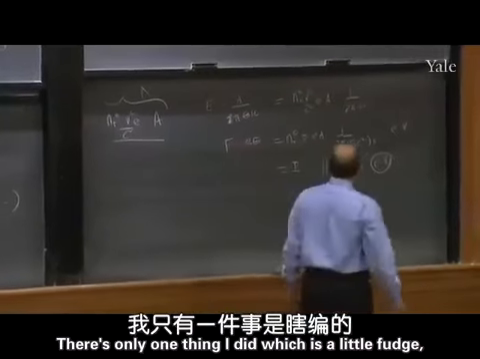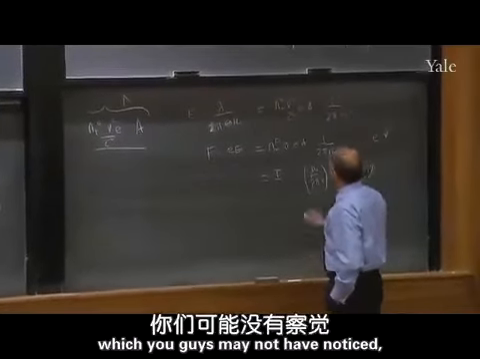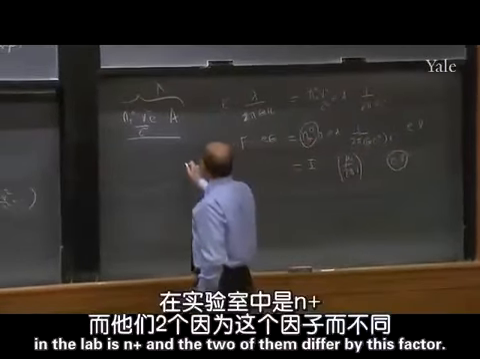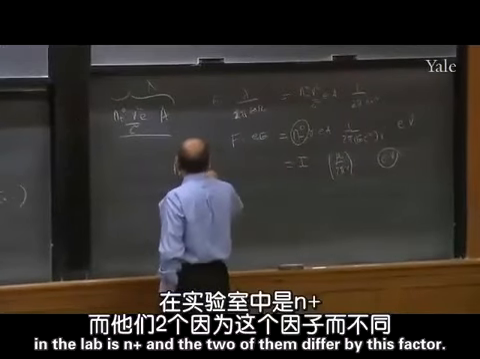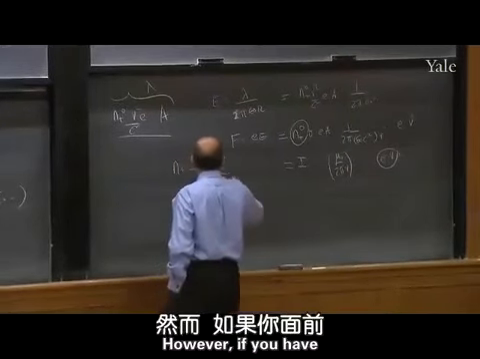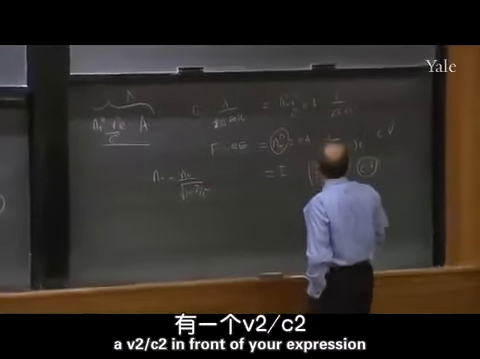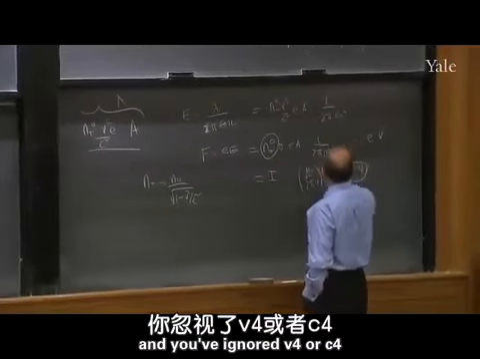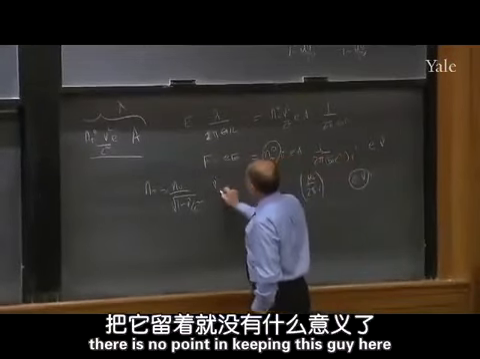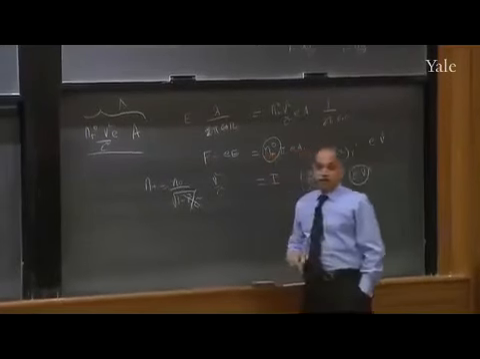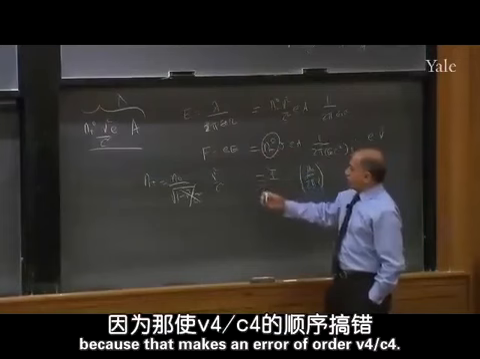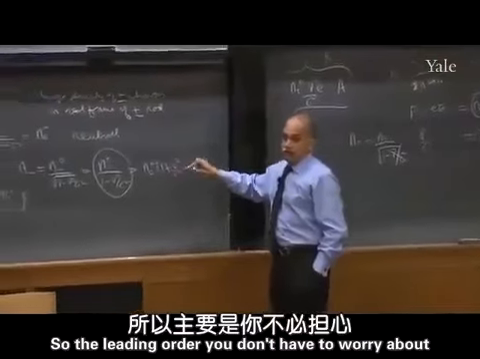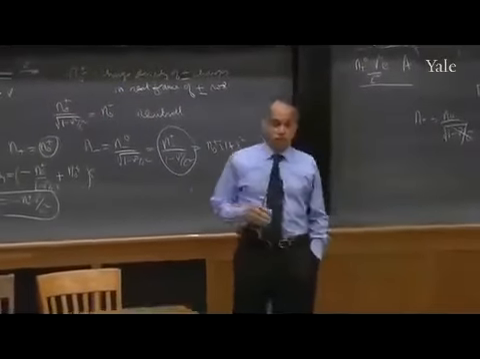There's only one thing I did, which is a little fudge, which you may not have noticed: the density here is n plus 0, whereas the actual current in the lab is n plus. And the two of them differ by this factor. However, if you have a v squared over c squared in front of your expression, and you have ignored v to the fourth over c to the fourth, there is no point in keeping this factor here, because that makes an error of order v fourth over c fourth. If I'm going to keep that, I should go back right here and keep such terms. So at leading order, you don't have to worry about the difference in density.